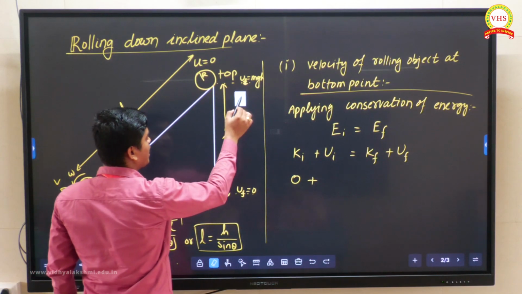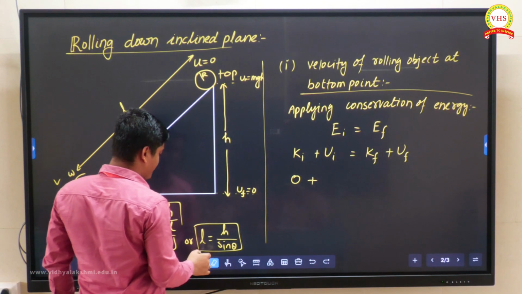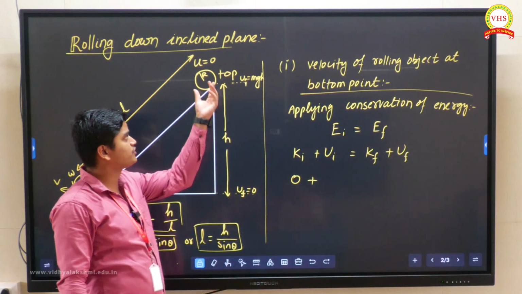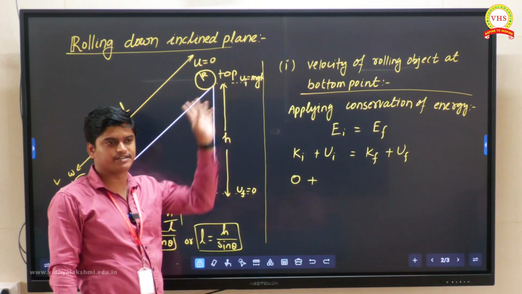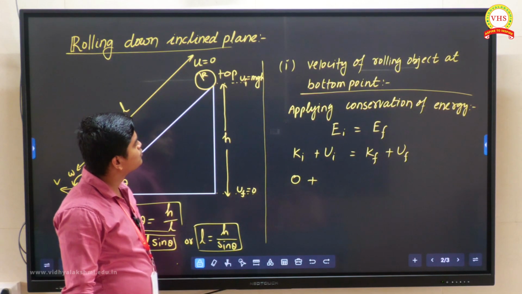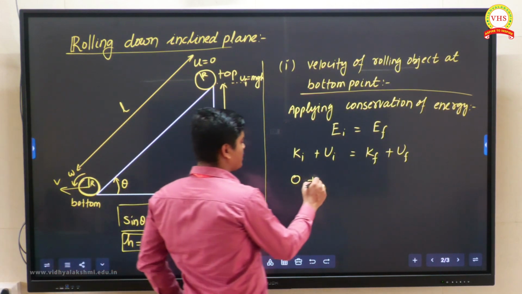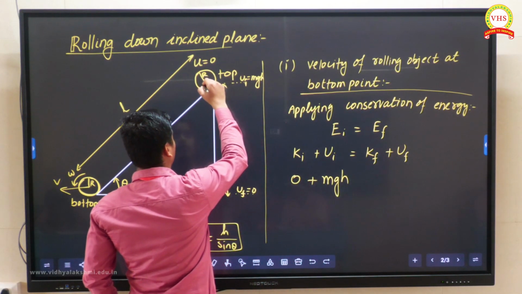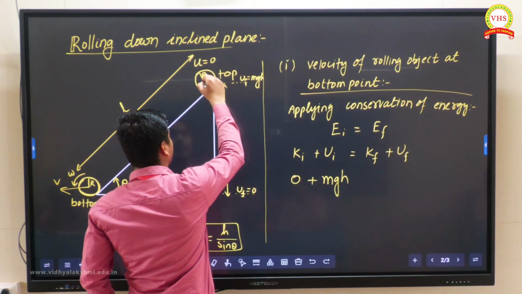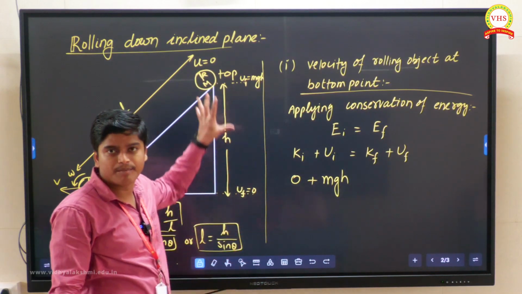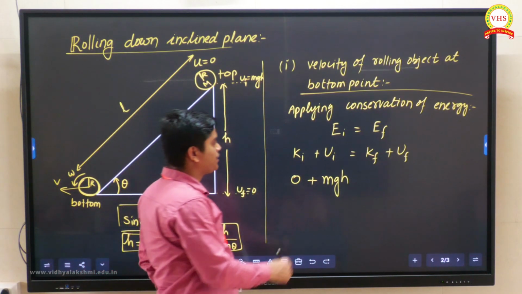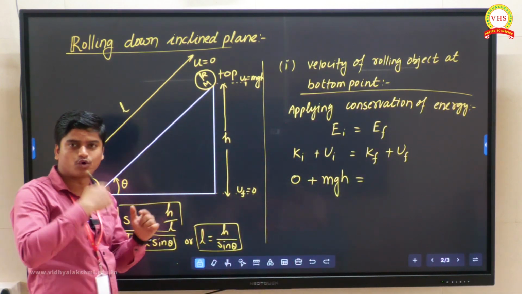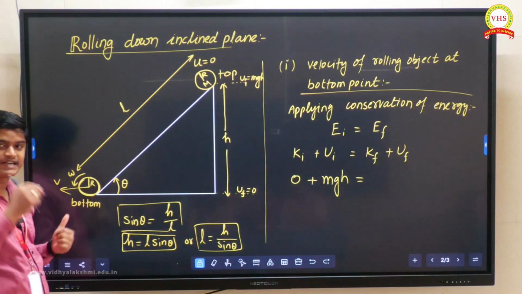So initially how much is the potential energy? mgh. This is initial, and this is the reference level, as it is coming from here to here, that's why this is final and this is initial. Let's take the mass of the rolling object as capital M and radius r. Now how much is the final kinetic energy? When it is reaching here, it is rotating also and translating also.